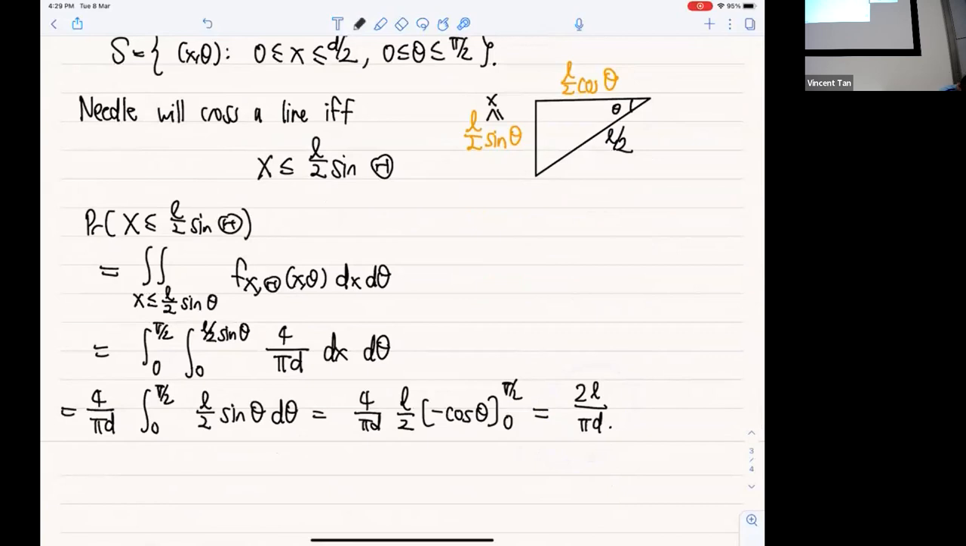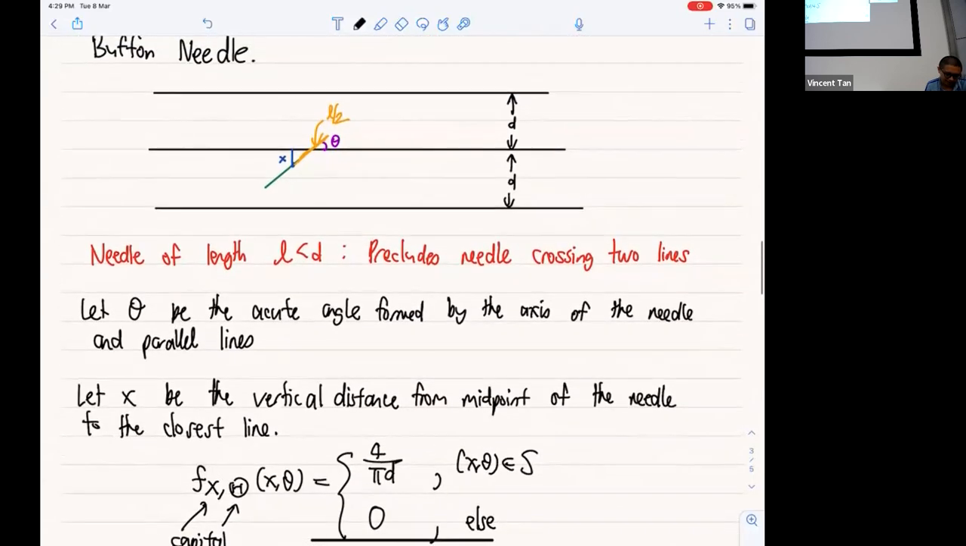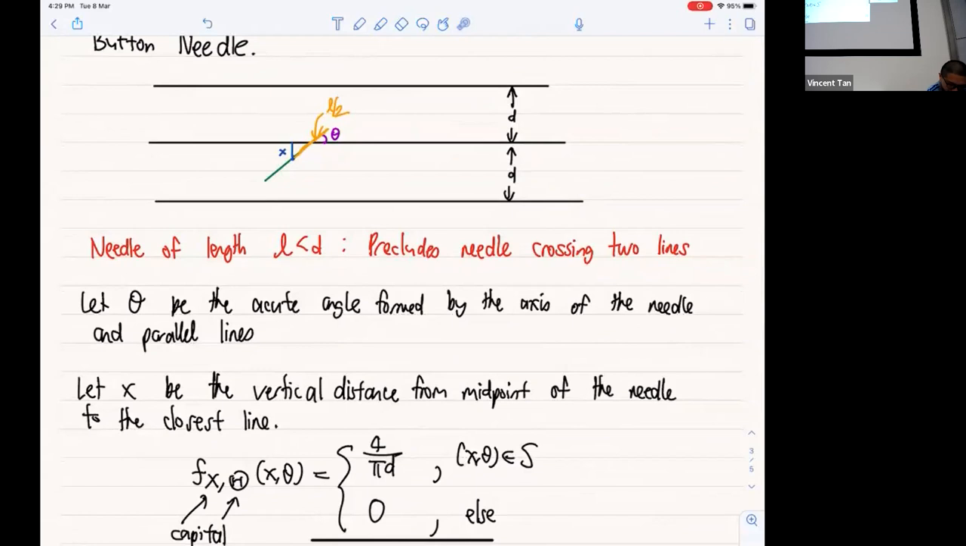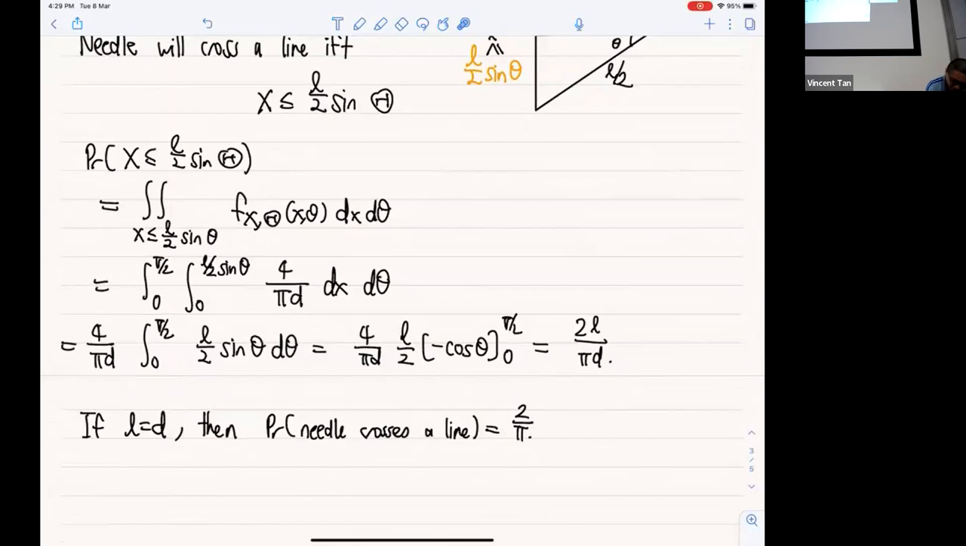Okay. So in particular, if L is equal to d, then the probability that the needle crosses a line is 2 over pi. So this is a way to estimate pi. Because if you have a bunch of lines, all of them spaced apart by d, and your needle is also of length d, and you throw the needle multiple times, then you count the number of times that the needle crosses a line, that will give you an approximation of this number. And so you can take the reciprocal and multiply by 2, and you can estimate pi after many, many throws. Yes, we have a question.